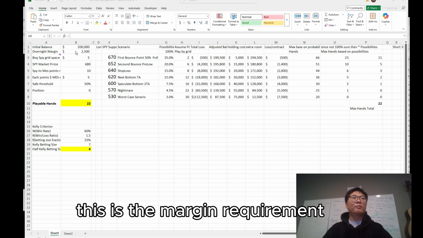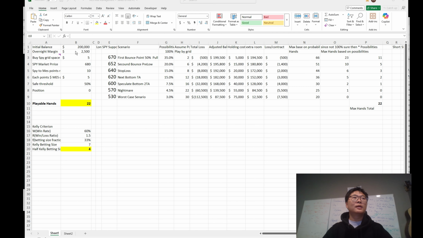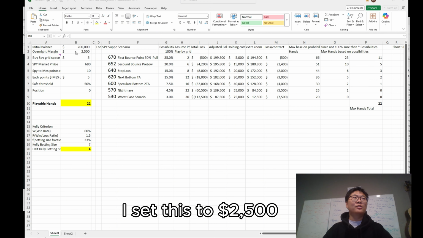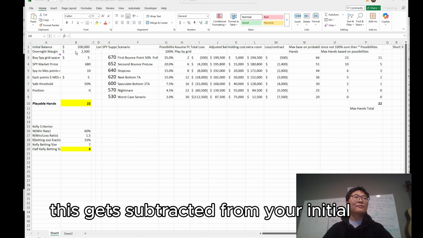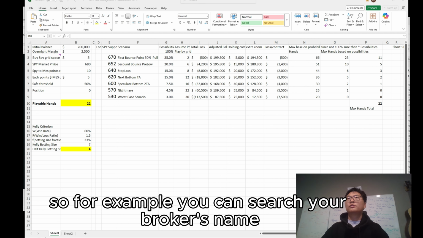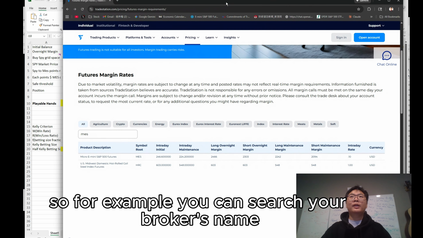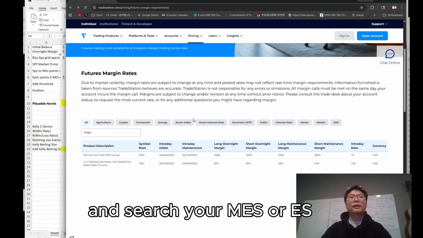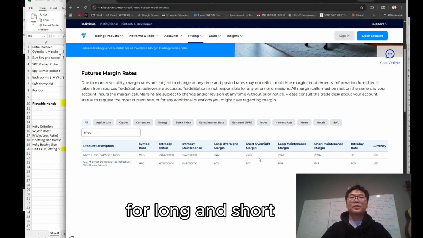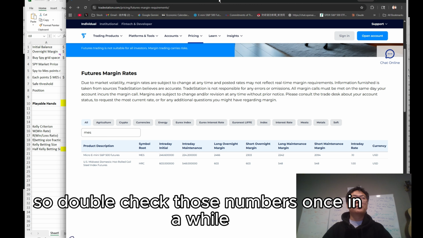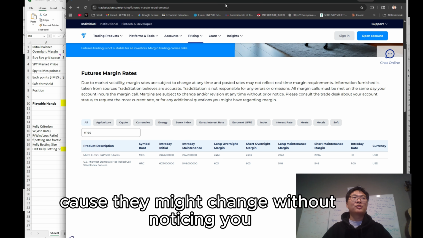The second one is the overnight margin. This is the margin requirement to hold the position overnight. I set this to 2,500. You can get this info from your broker, and this gets subtracted from your initial balance. So for example, you can search your broker's name and futures margin rates and search your MES or ES, whatever you're trading. It will show you the overnight margin for long and short. So double check those numbers once in a while because they might change without notice.